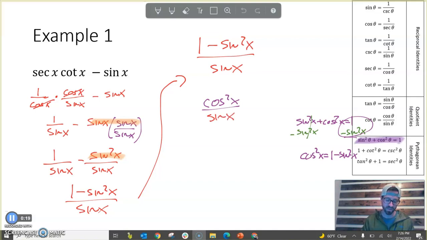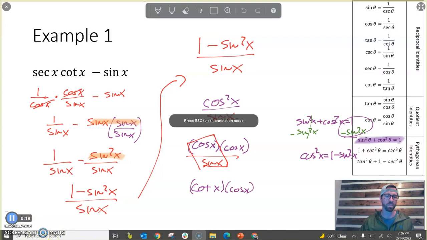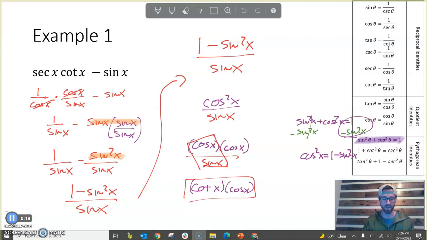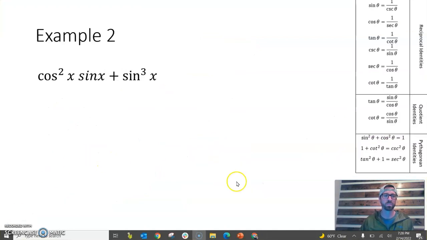And then what we have is this. It might be a little hard to see in this form, but cosine squared x is just cosine x times cosine x, and then it's all over sine x. So I can look at that right there: cosine x over sine x, using our quotient identities, is just cotangent x. So that part simplifies to cotangent x, and then I have cosine x right there. So I believe this is going to be the simplest form of our answer. There's example 1. Let's do example 2.